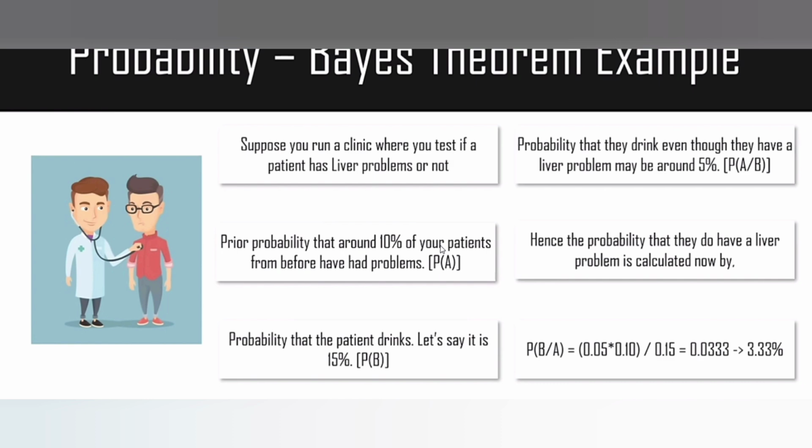Three members of those who visit the clinic have the liver problem. Suppose we are running the clinic to test whether the patient has a liver problem or not. Among those visiting our clinic, out of 100, three must be having the liver problem. This is the Bayes theorem example.